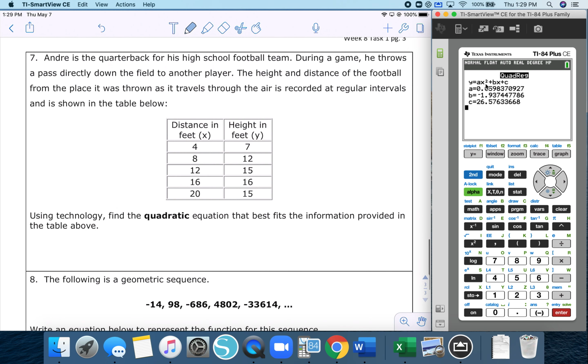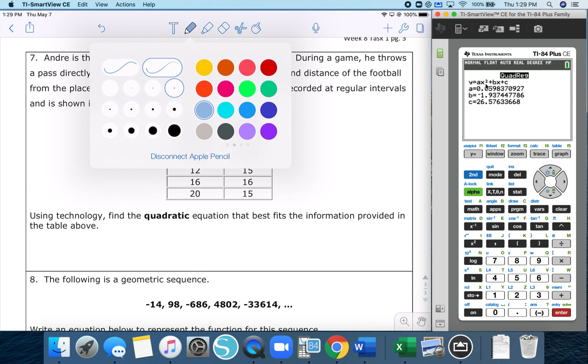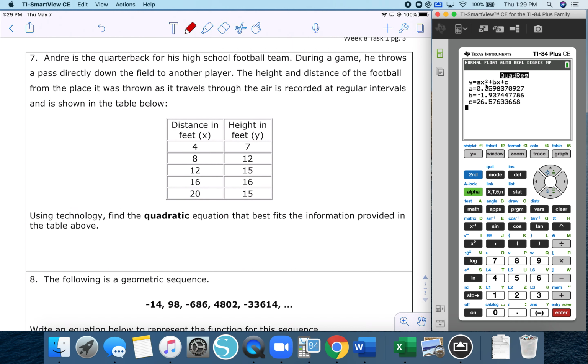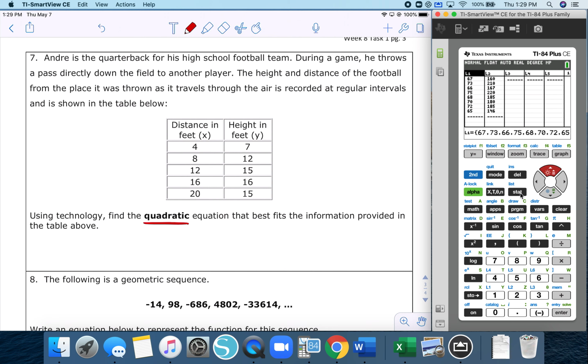Number 7, Andre is the quarterback for his high school football team. During a game, he throws a pass directly down the field to another player. The height and distance of the football from the place it was thrown as it travels through the air is recorded at regular intervals and is shown below. Find the quadratic equation. So this one is just like that last one. So again, these will be worked out for you. And all you'll have to do is be able to look at the picture of the calculator and write out your answer.